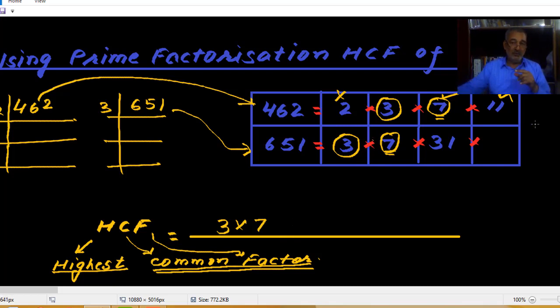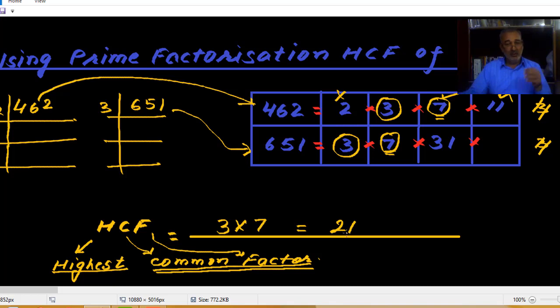What should I do if 3 is here? Only take 1. If this 3 lies in both of the prime factorizations, if 3 occurs 2 times, then we have to write 1 more 3. So you can take different examples. It will be clear to you if you solve different problems. So the HCF is now 21.